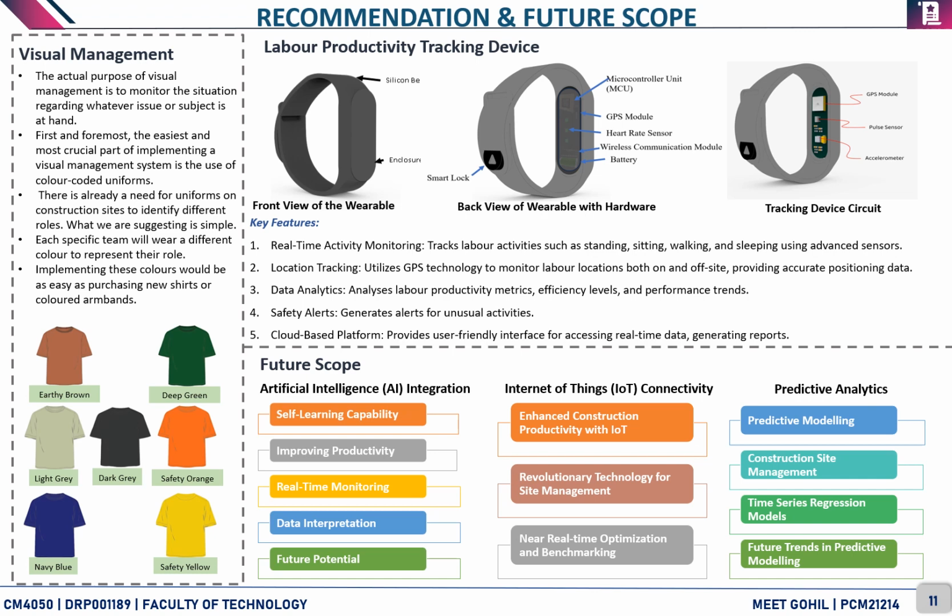Traditionally, methods for manually tracking labor are time-consuming, prone to error, and fail to provide comprehensive insight into labor productivity. Our solution is a wearable device equipped with advanced sensors, including an accelerometer, GPS module, and heart rate sensor, designed to track labor activity and location in real time.